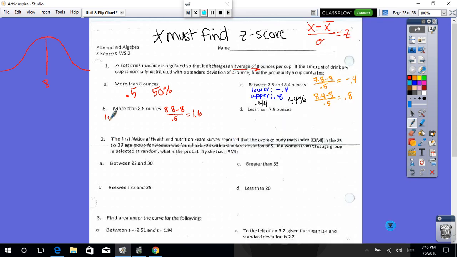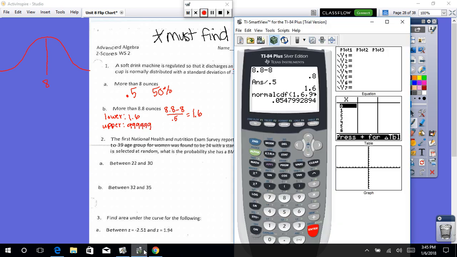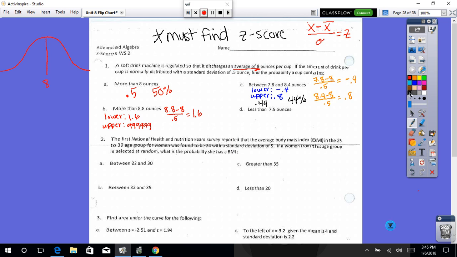So again, for the lower, we used our z-score of 1.6. For the upper, we used that really big number, and we got a percentage of 0.054, which translates to 5.4%.